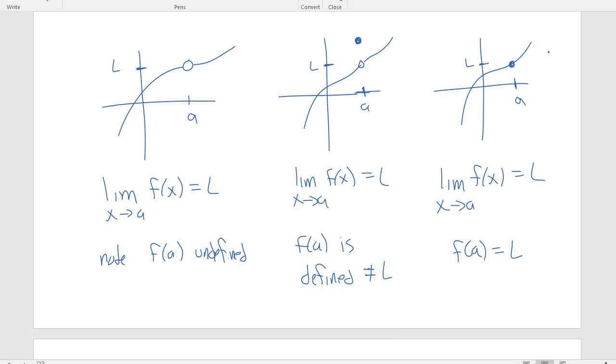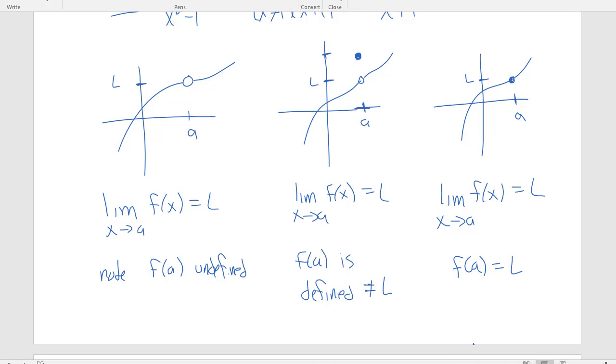So here, the graph is continuous. As we approach the point x equals A, the y values are trying to get to L, and the function's defined at that same point. Here the limit is approaching L from the left and the right, but the function is not defined as L, it's some other value. And then here in this scenario, like we saw in our example, the function's not even defined at that point. So visually speaking, in all three of these scenarios, we have the limit equaling a number regardless of what's happening when we actually get to x equals A.